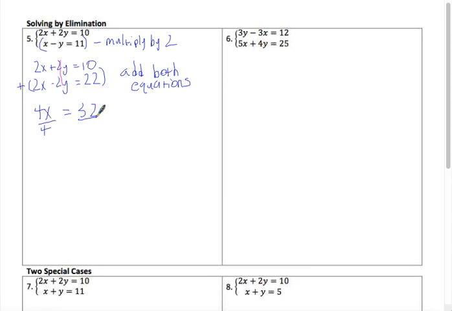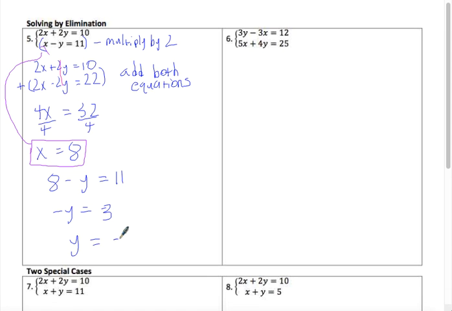And now we have a really easy equation where we can solve for x. So x is 8. And then, just as if you were solving by substitution, you're going to take 8 and plug it into either one of these equations. The bottom one is nicer, so now we have 8 minus y equals 11. So negative y is 3, and y equals negative 3.